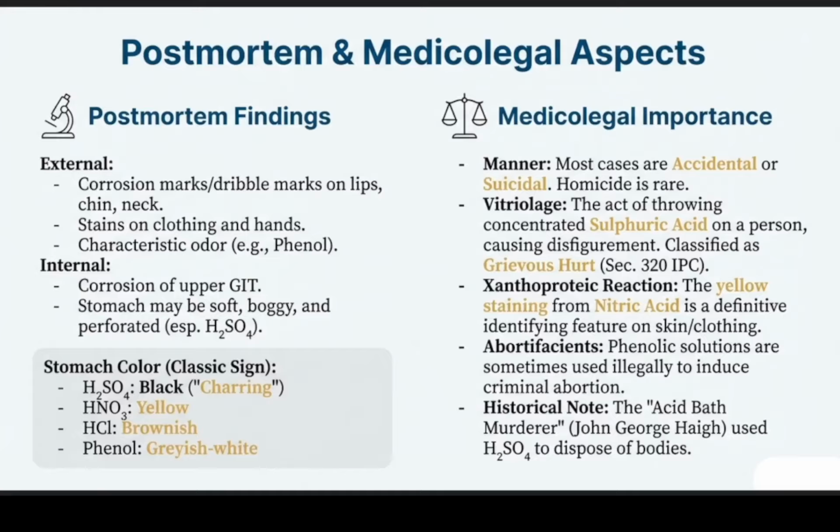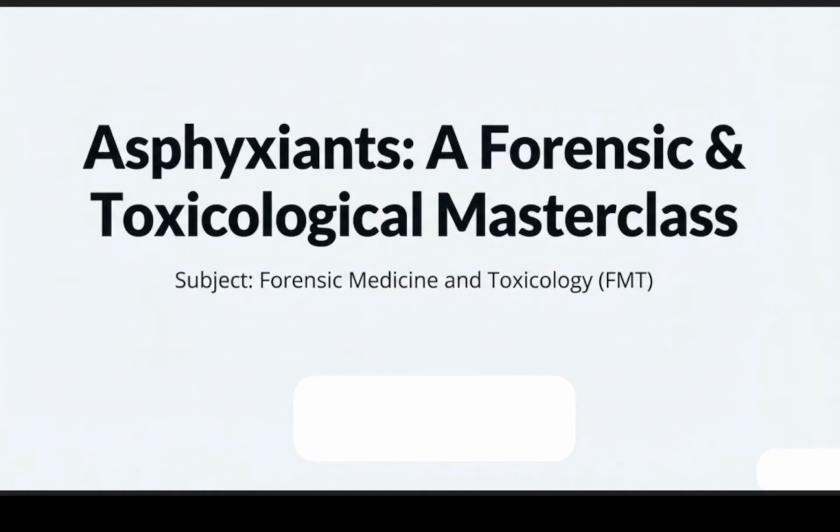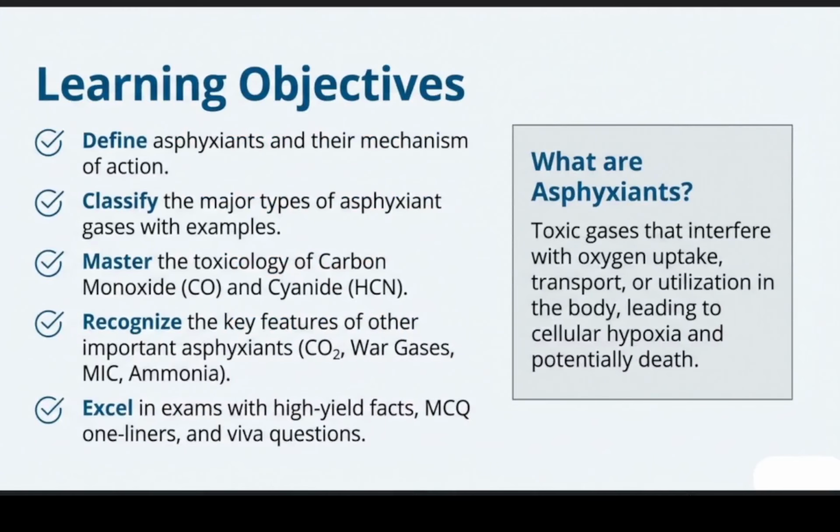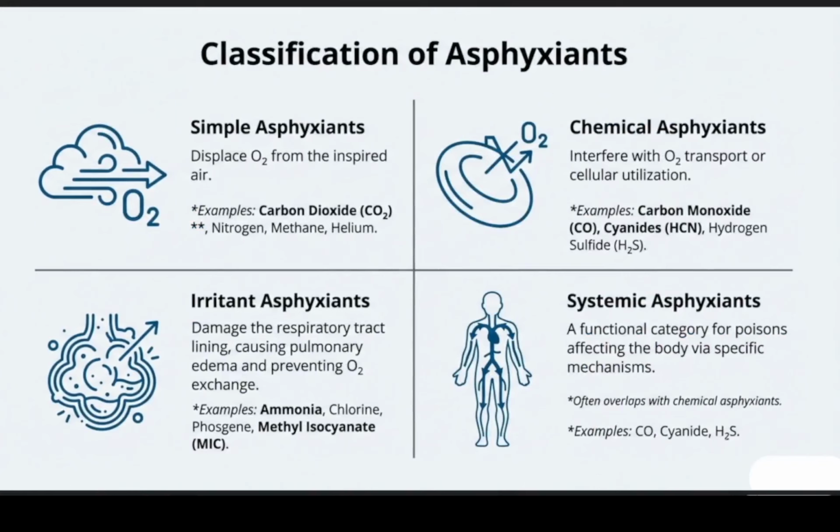We will go into the next one, and that is asphyxiants. See, talking about asphyxiants, we have a classification. There are simple asphyxiants, chemical asphyxiants, irritant asphyxiants, and systemic asphyxiants. So what exactly is a simple one? That which displaces the oxygen from the inspired air. For example, carbon dioxide. Other ones are nitrogen, methane, and helium.